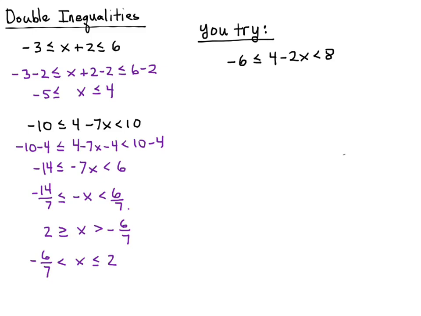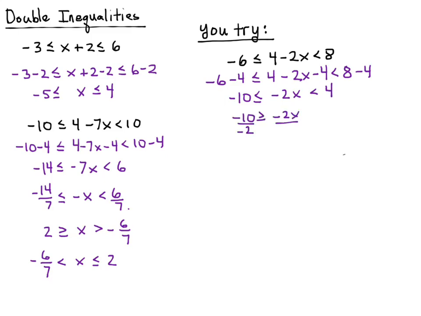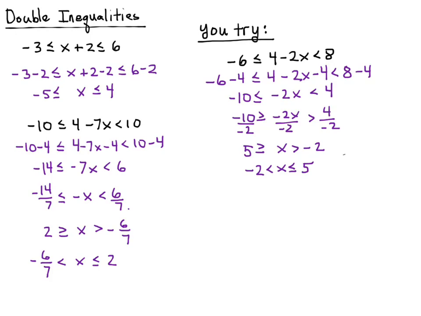So first I subtracted 4 from both sides. Then I divided both sides by negative 2, and that flips the entire sign over. Yeah, there we go. That's what I got. Like that.